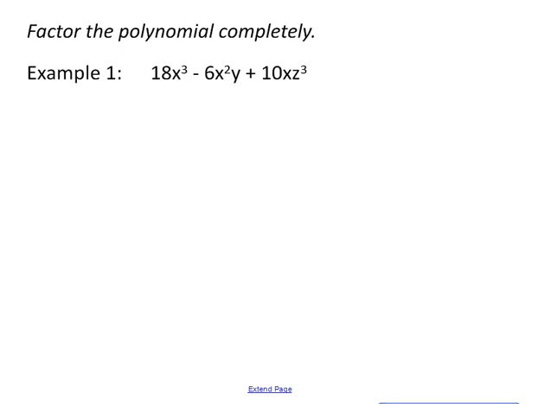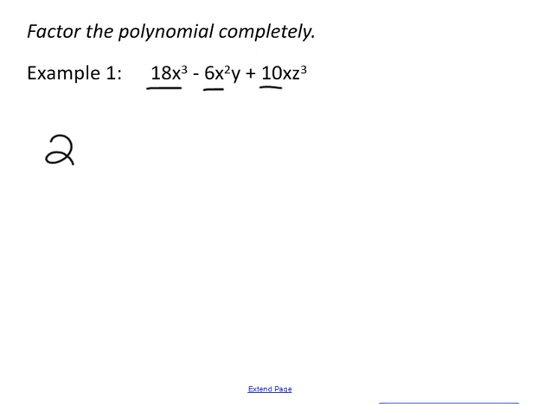So let's suppose we have 18x cubed minus 6x squared y plus 10xz cubed. First thing we want to do is check for GCF, greatest common factor. What do they have in common? We're going to look at the coefficients first. If we look at the 18, the 6, and the 10, what's the largest number they have in common? That would be 2.